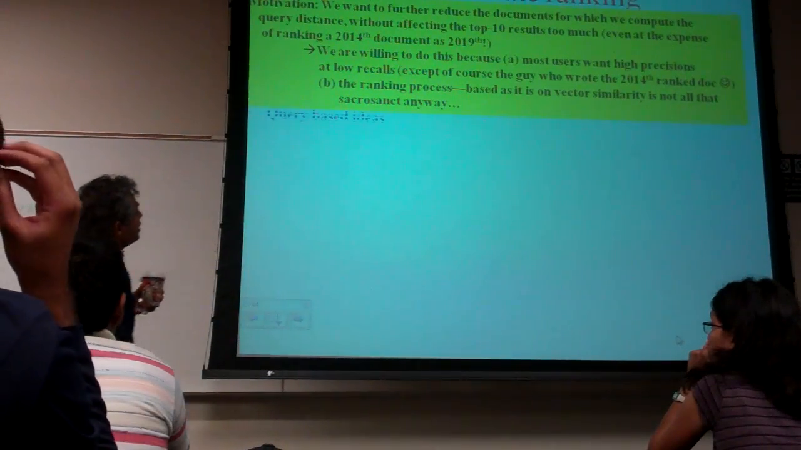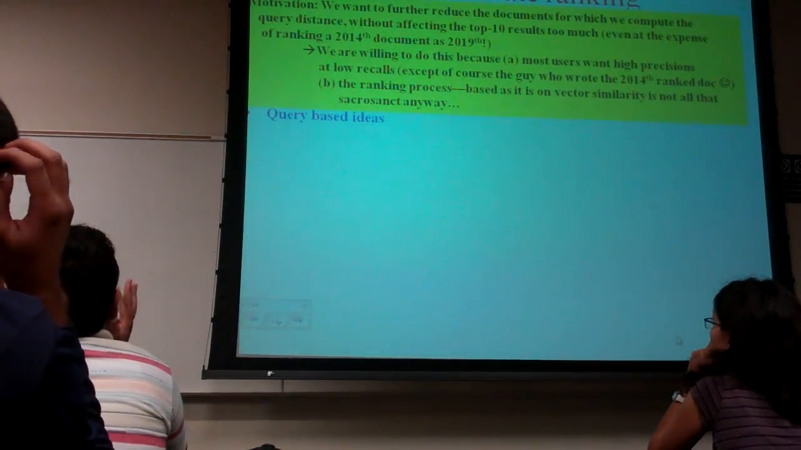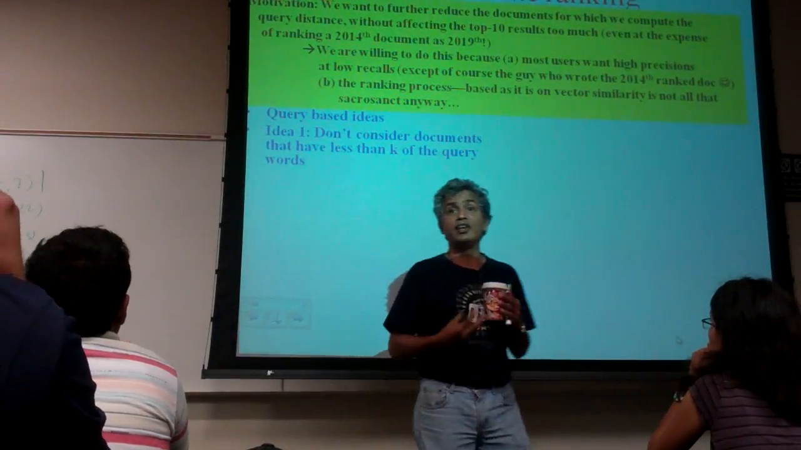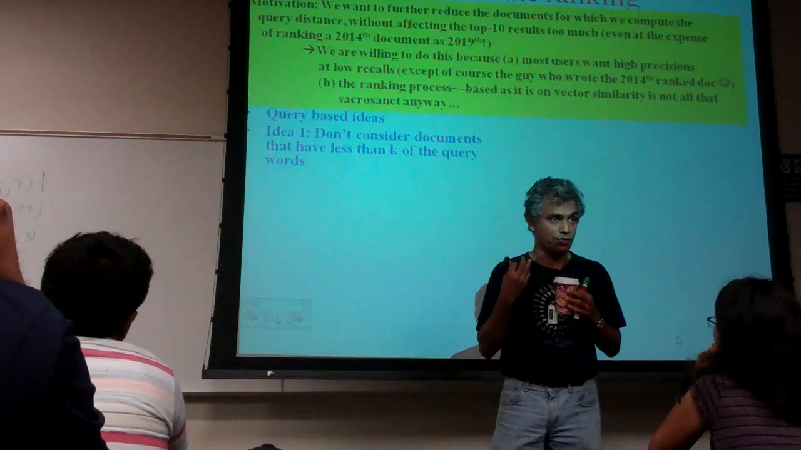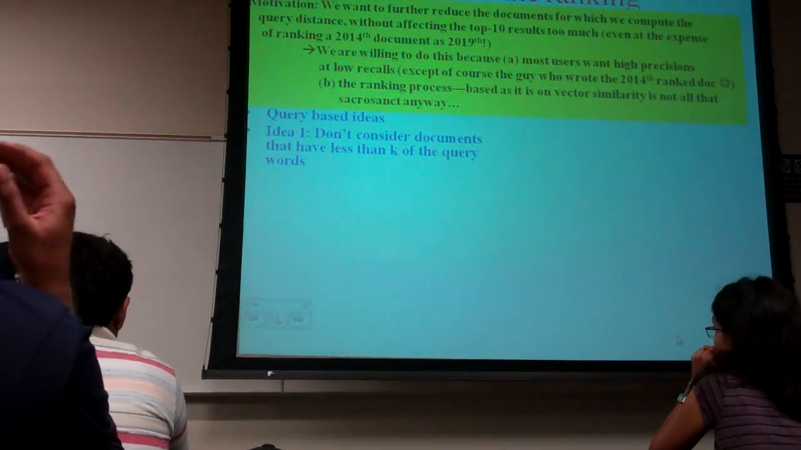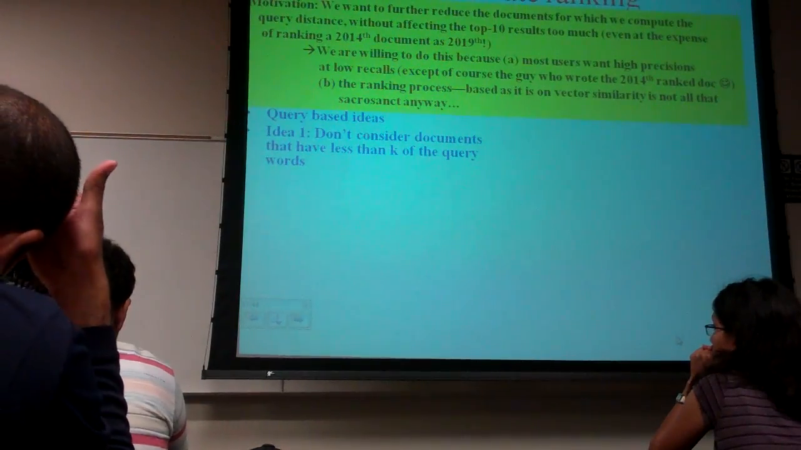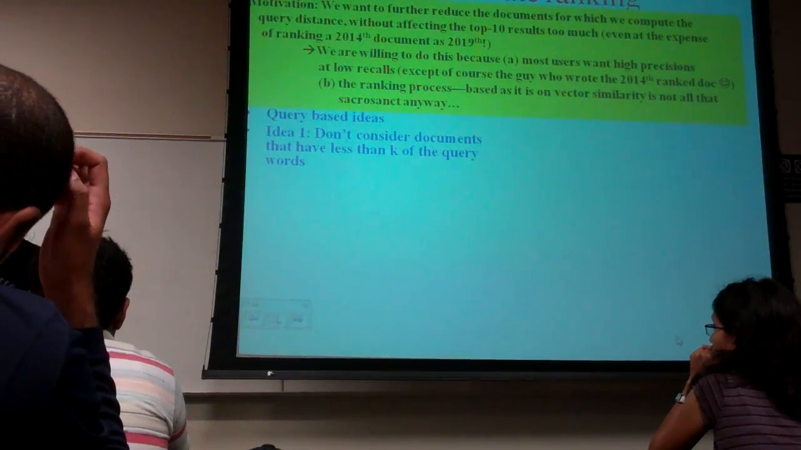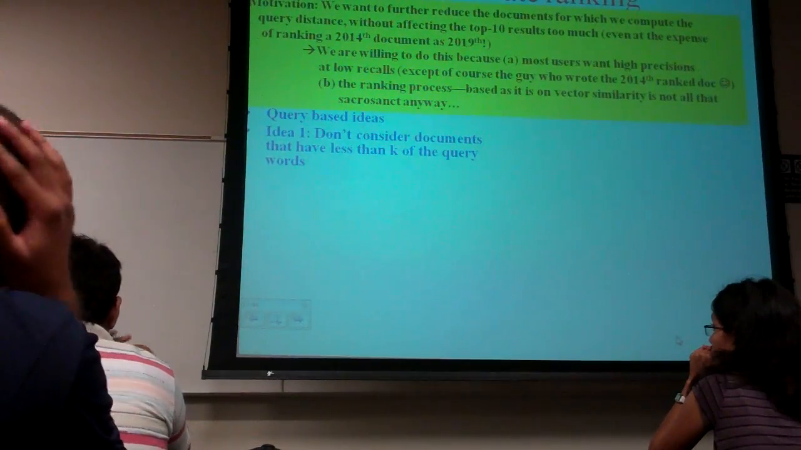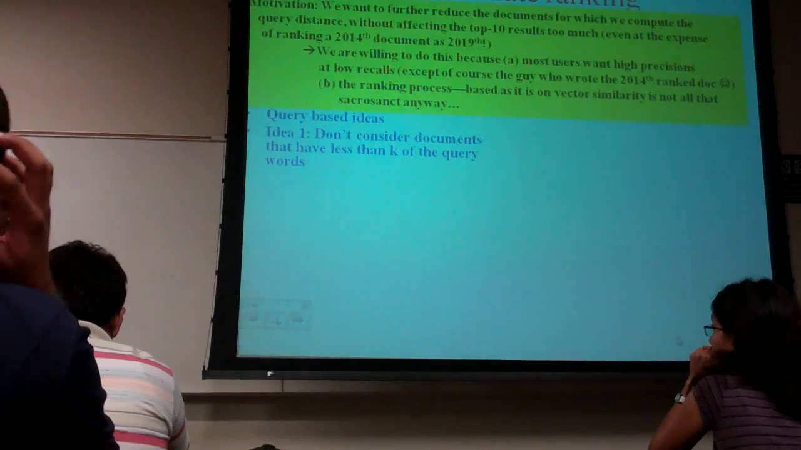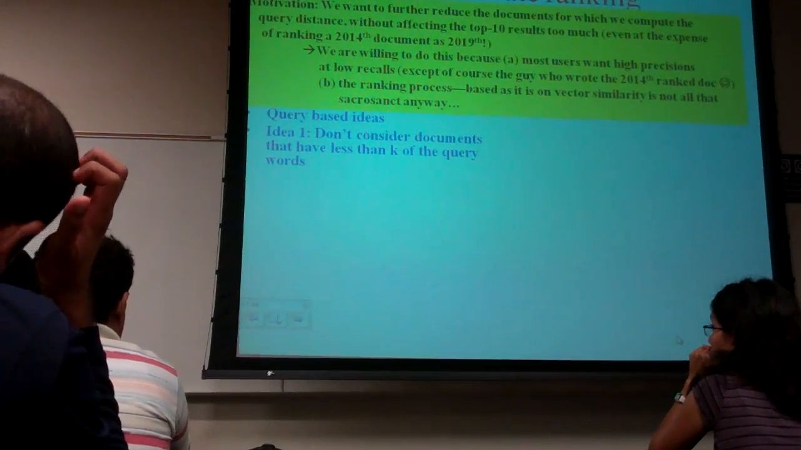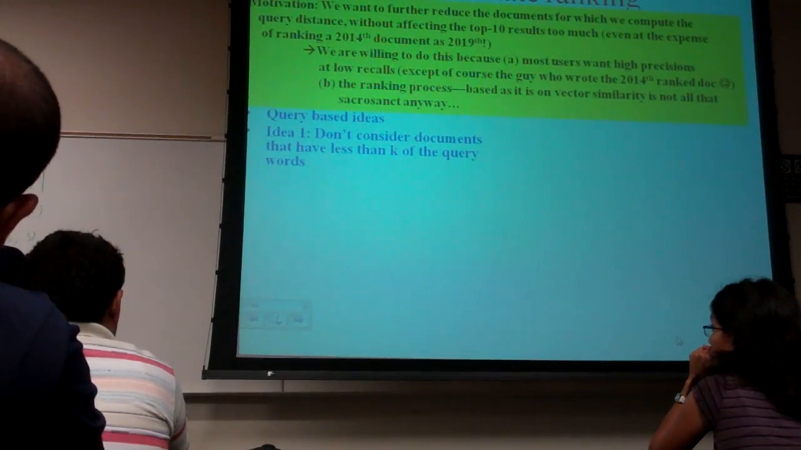Okay, so here are some ideas. Some of the query-based ideas are: don't consider documents that have fewer than K of the query words. I'm just throwing them out to you. Previously, you were not considering documents which have fewer than one of the words of the query. Fewer than one means it has zero words of the query. Those you are not considering. Now I will increase K to be a little higher.